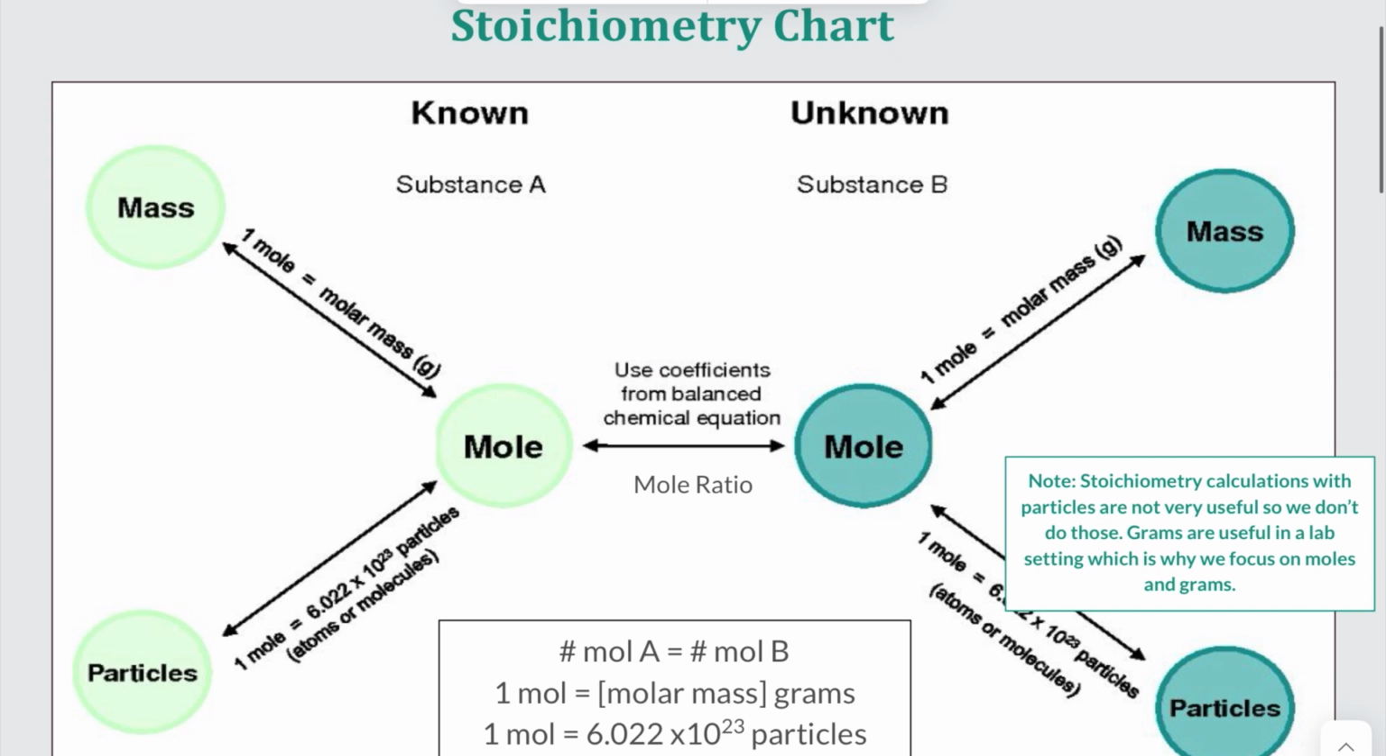A reminder of our stoichiometry chart. This is available on the back of your periodic table that I have linked on Schoology. One thing to note on here, we don't cover particle stoichiometry calculations just because they're not very useful. Grams are useful in a lab setting, which is why we focus on converting between moles and mass. But we could just as easily include particles because we know that mole particle relationship.